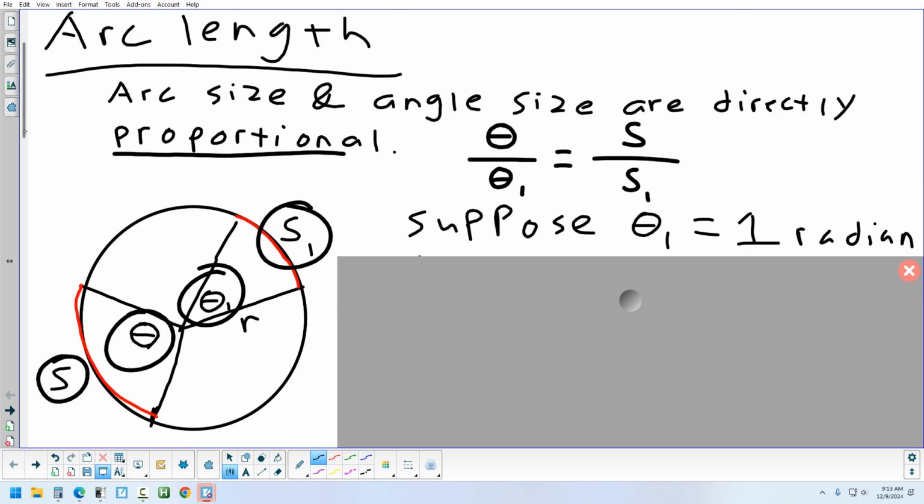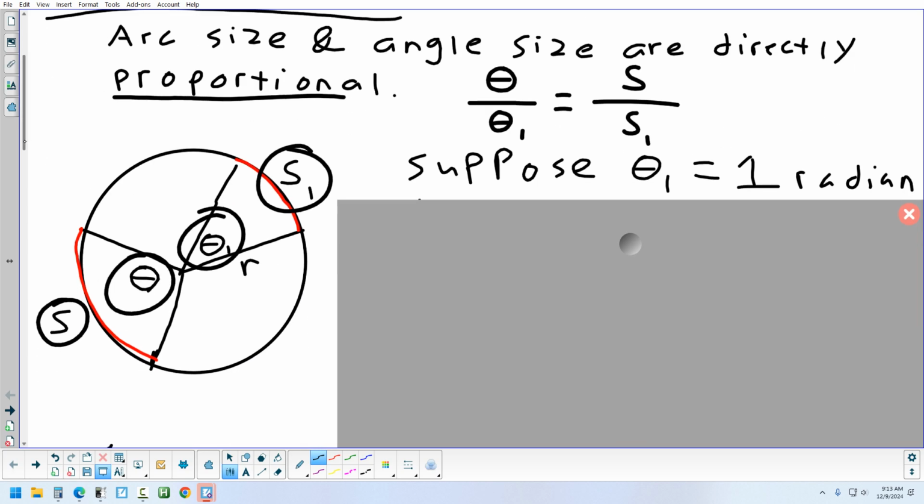So let's suppose that theta 1 is 1 radian. If this angle is 1 radian, then we automatically know something about S1. And it's what we reviewed just a few minutes ago. If this angle is 1 radian, it automatically makes this arc a certain size. Does anybody remember how big this arc is if that angle is 1 radian? Makes it 2 times as large, I believe. We don't know any specific number. All we know is its relationship to something else in the picture. Then 2 times the value of theta 1.